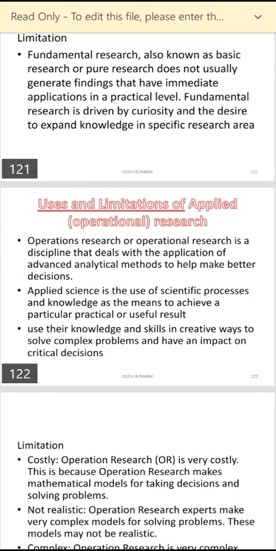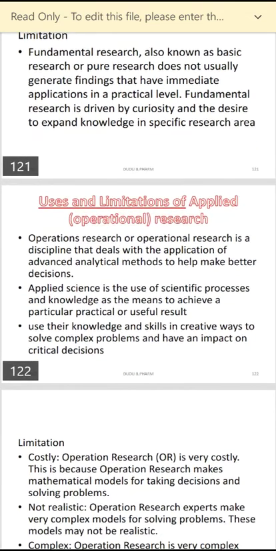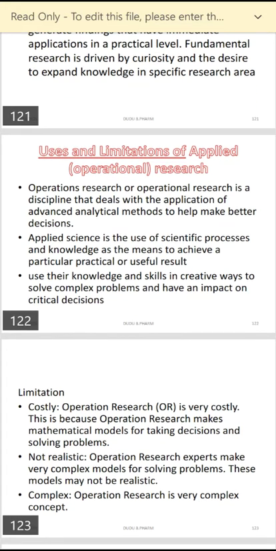Uses and limitation of applied or operational research. Operations research or operational research is a discipline that deals with the application of advanced analytical methods to help make better decisions. Applied science is the use of scientific processes and knowledge as the means to achieve a particular practical or useful result. They use their knowledge and skills in creative ways to solve complex problems and have an impact on critical decisions.